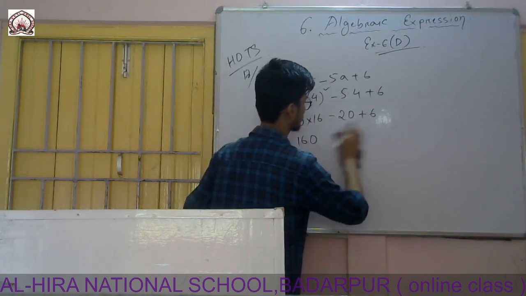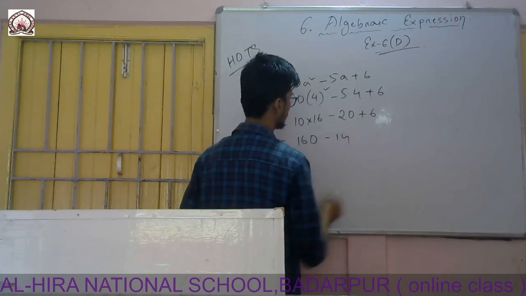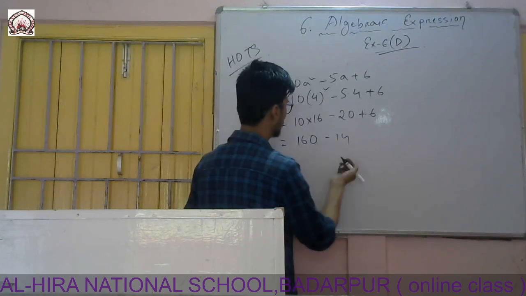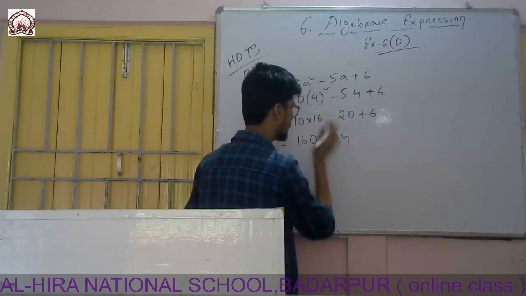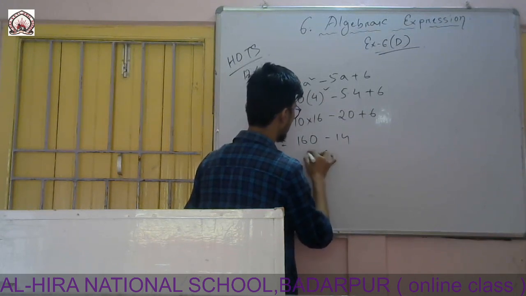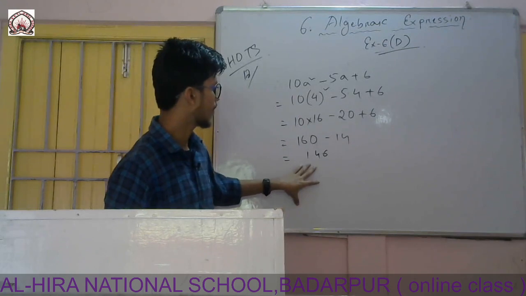You solve it here. Minus plus it is minus, 20 minus 6 is 14. So now if I solve this one, it will be 160 minus 14, 10 minus 4 is 6, 5 minus 1 is 4, 146. So it will be positive, so answer will be 146.